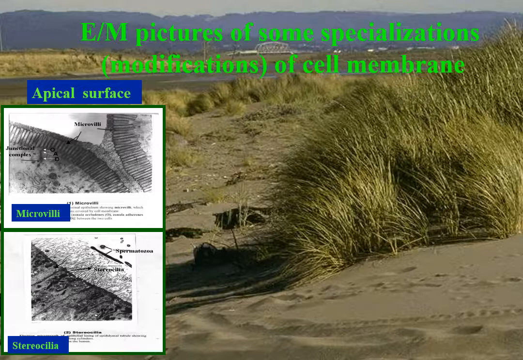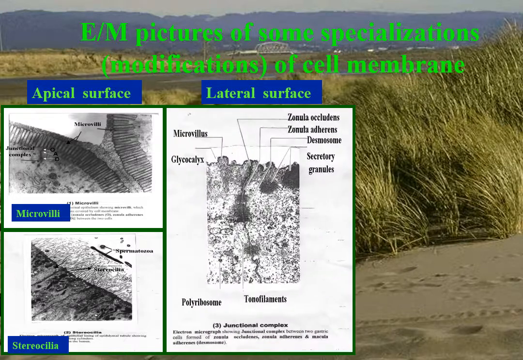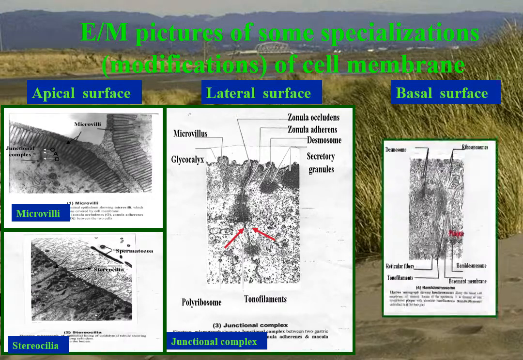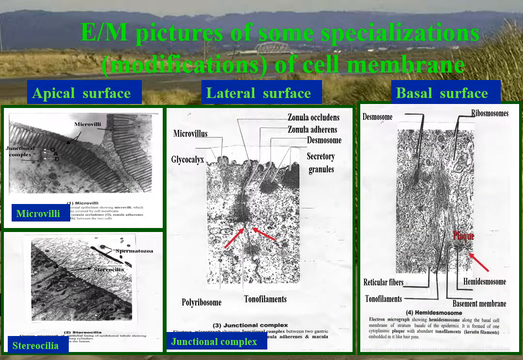An example of lateral surface specialization, junctional complex, is present between two adjacent cells to fix them together. An example of basal surface specialization, hemidesmosome, is half of the desmosome and helps to fix the cell to its basement membrane and underlying connective tissue.